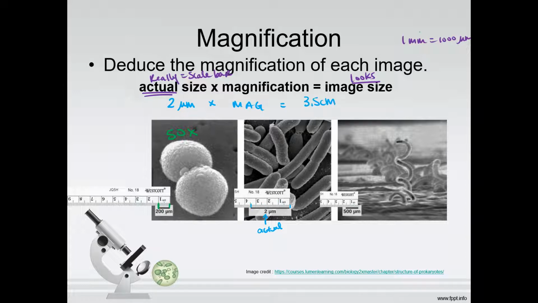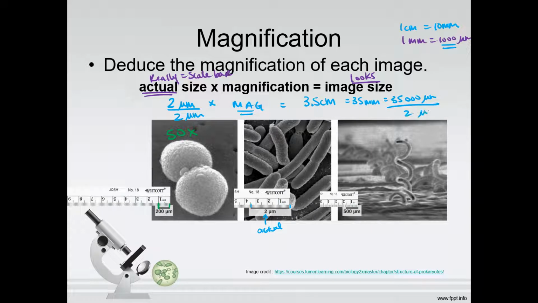centimeters. Remember that 1 centimeter is equal to 10 millimeters. So 3.5 centimeters is 35 millimeters. 1,000 micrometers in a millimeter. So I've got 35,000 micrometers. To solve for magnification, I'm going to divide both sides by 2 micrometers.